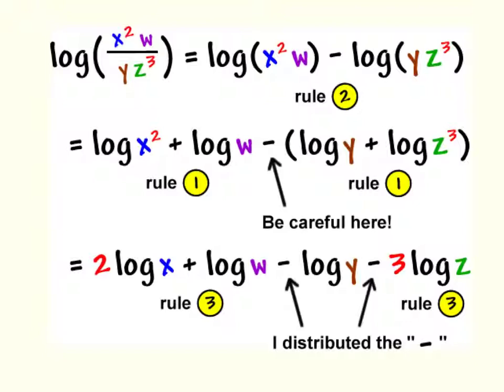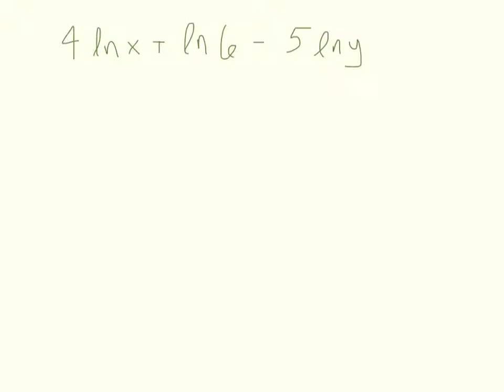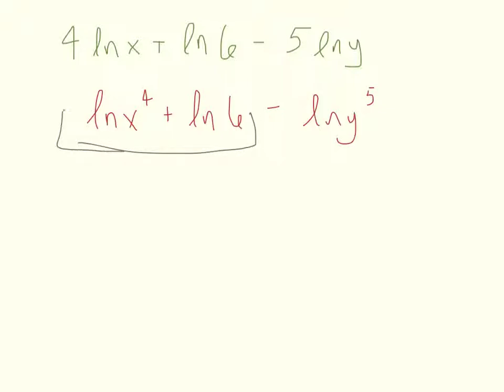Now if we ever need to go the other way, let me give you an example. So if we have 4 ln x plus ln 6 minus 5 ln y, first, I like to just get the multiplication out of the way. So really we got ln of x to the fourth plus ln of 6 minus ln of y to the fifth. Now, what we're going to have to do is group the additions together, and remember there'll be multiplication on the inside, and this minus sign is going to make a division.